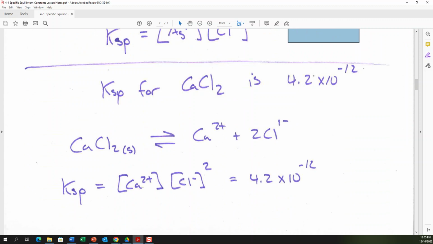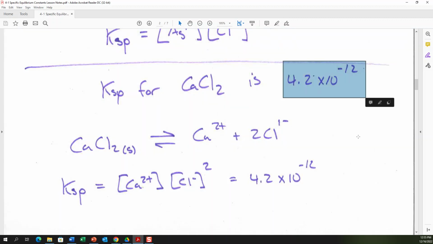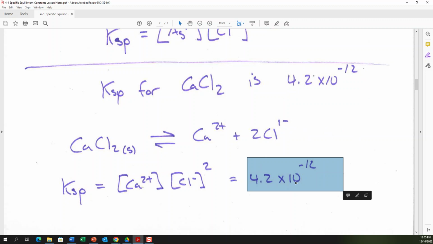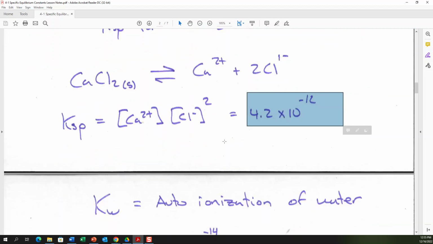Calcium chloride solid yields 1 calcium ion, but it yields 2 chloride ions. These would be aqueous. So the equilibrium expression, Ksp, for this salt would be the concentration of calcium times the concentration of chloride squared. Don't forget to square it because of that coefficient there. And if the Ksp was given, that would be the equilibrium constant for this reaction at that temperature, and that's what this expression would be equal to. But it's always a salt dissolving in water.